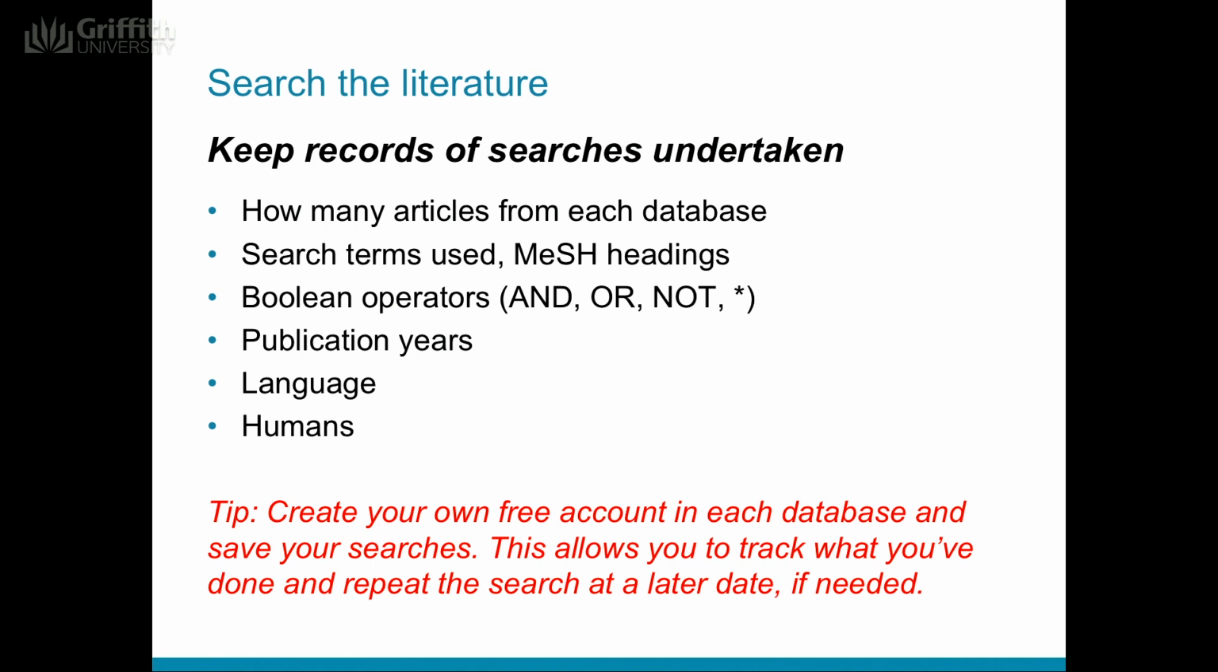Another absolutely important thing to do is keep records of the searches you've undertaken. You need to know how many articles you retrieve from each database. You need to know exactly which search terms you use. The Boolean operators are things like and, or, not, and the little asterisk, which opens up the search to broader terms. Publication years, what language you're using, and if this is humans or animals, etc.